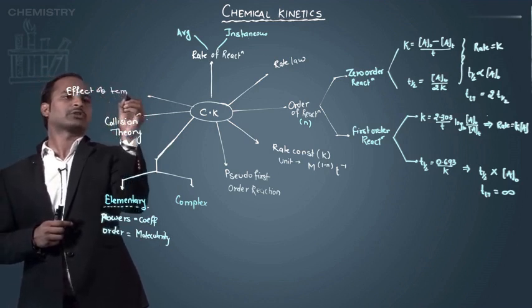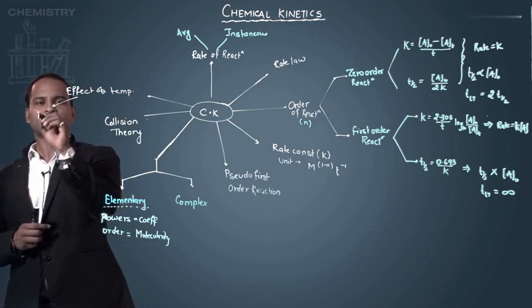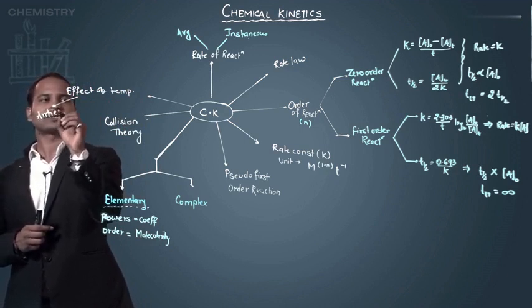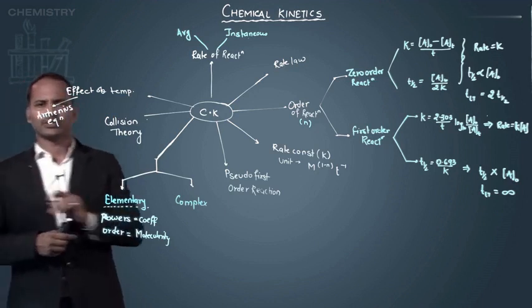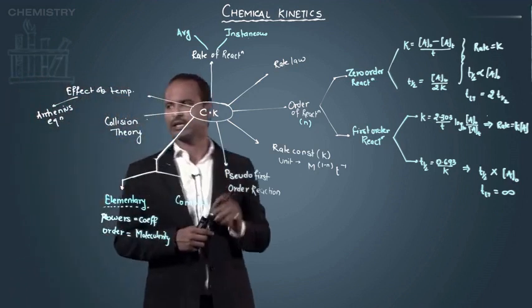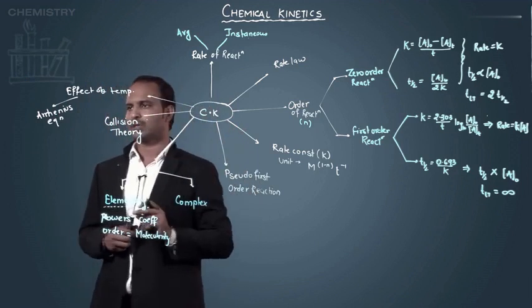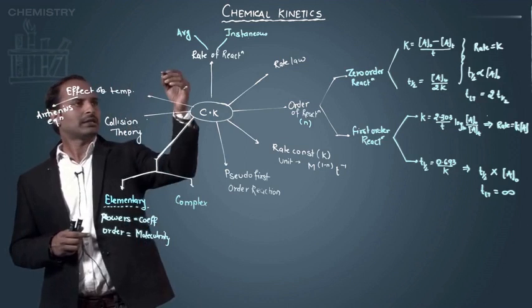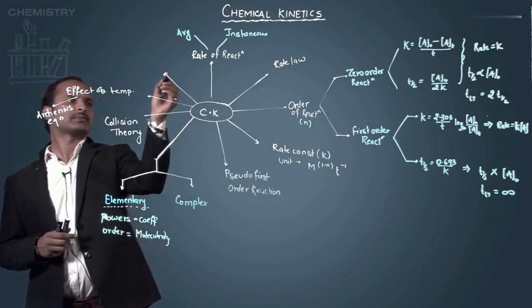While talking about the effect of temperature, we also talked about the Arrhenius equation, which comes under the same effect of temperature. In the Arrhenius equation, we did two formulas. The first is the Arrhenius equation directly. The second one is, if the temperature is changed, what will happen to the rate constant? And then the last part which we did is the effect of catalyst.